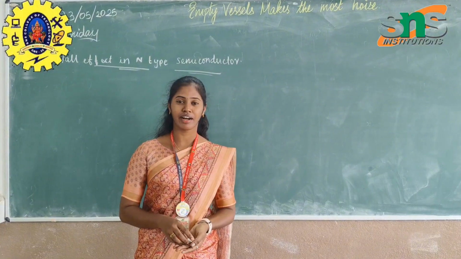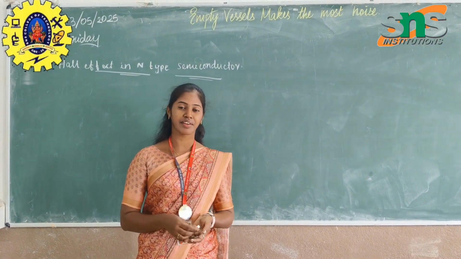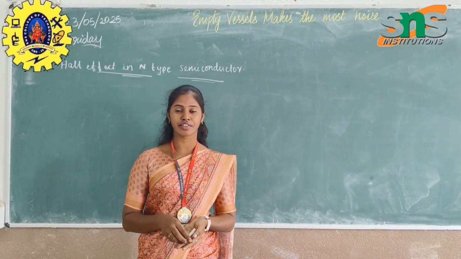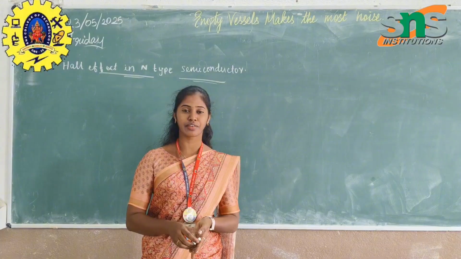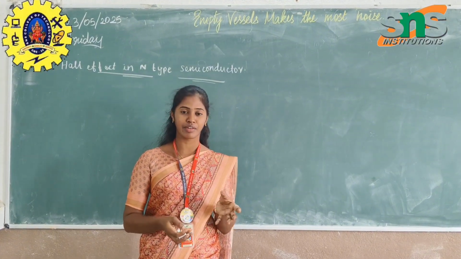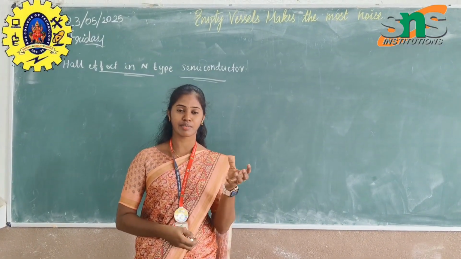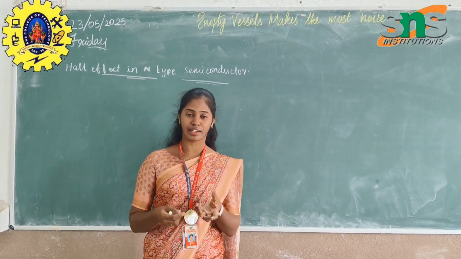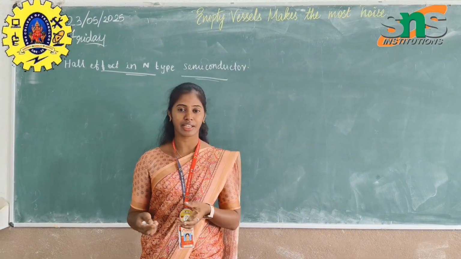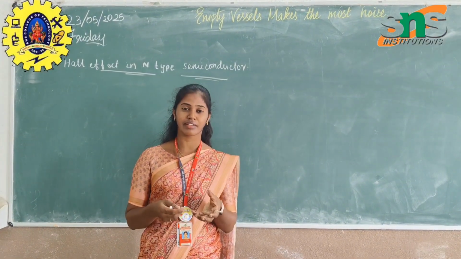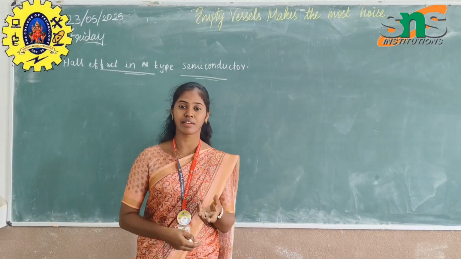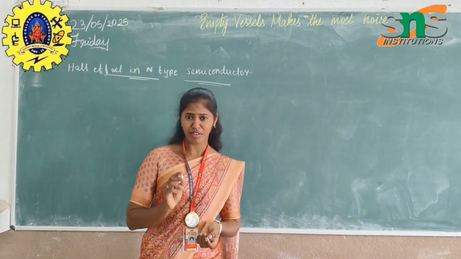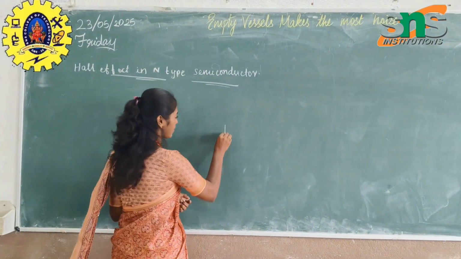Now I am going to explain about the Hall effect in an N-type semiconductor. In the previous video I explained about the Hall effect. So what is meant by the Hall effect? The Hall effect is used to determine whether the conductivity is produced by electrons or holes. If the conductivity is due to electrons, the semiconductor will be an N-type semiconductor. If the conductivity is due to holes, the semiconductor will be a P-type semiconductor.